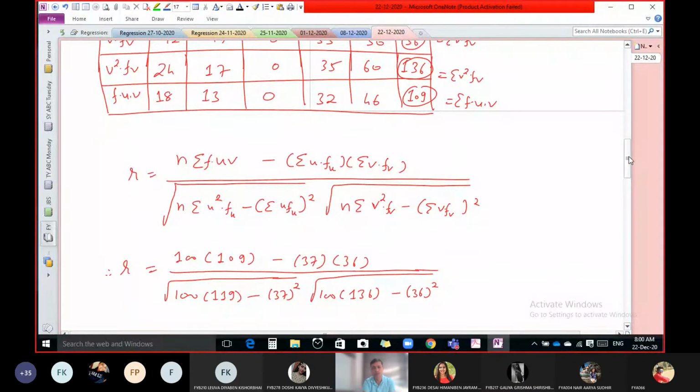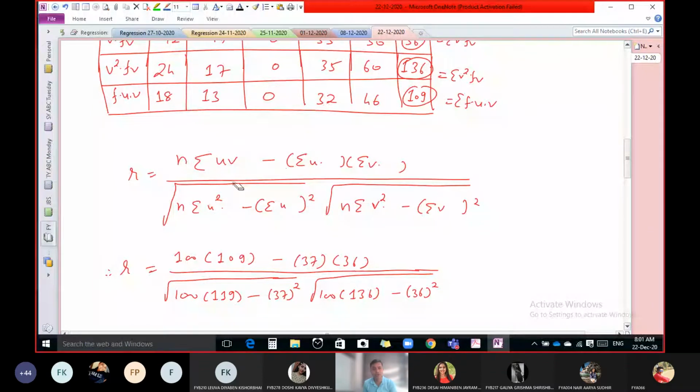We know this formula. It is n sigma uv minus sigma u into sigma v upon square root of n sigma u square minus sigma u the whole square, into square root of n sigma v square minus sigma v the whole square. This is the formula that you know, because in 12th standard you are familiar with this type of formulas for correlation.